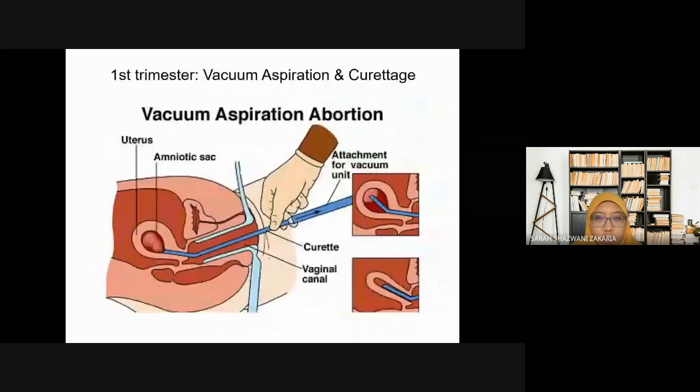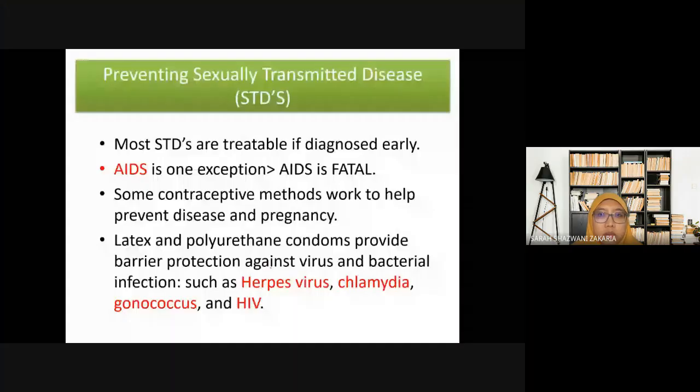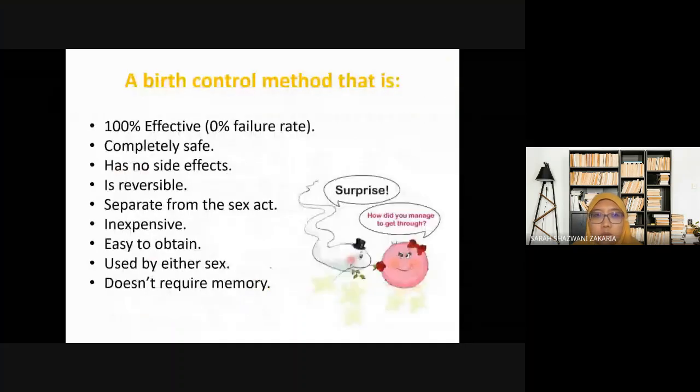Okay, ni vacuum aspiration. Okay, so yang ni semua boleh baca lah. Okay, so I think I stop here. Any questions so far on birth control method?